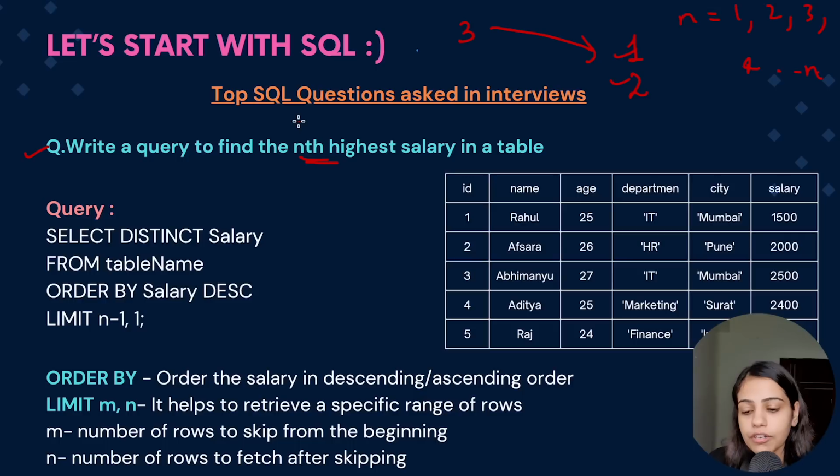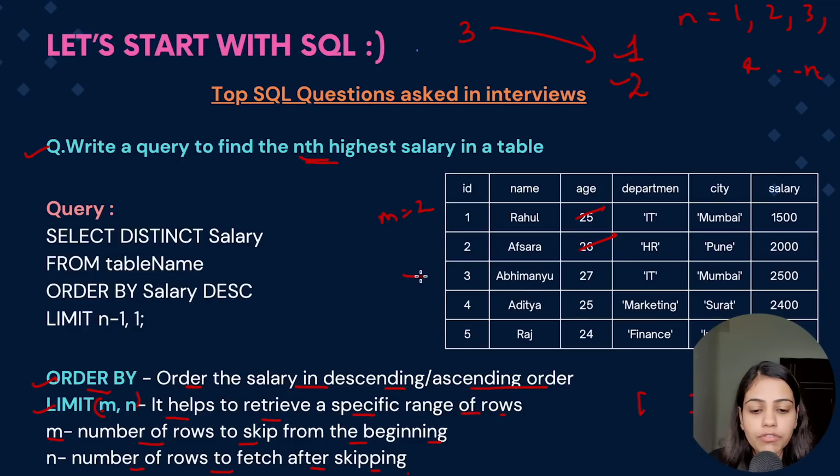For that, first let's discuss the order by and limit clause. The order by clause is basically used to order the column either in descending or ascending order, and the limit clause given by m and n helps to retrieve a specific range of rows. So if we want a specific range of rows, we use limit m comma n. Here m is the number of rows which we need to skip from the beginning. Consider if m is given as 2. So we need to skip 2 rows from the beginning, and n is the number of rows we want to fetch after skipping.